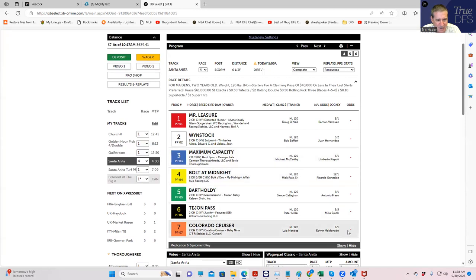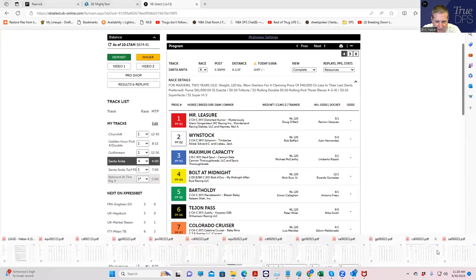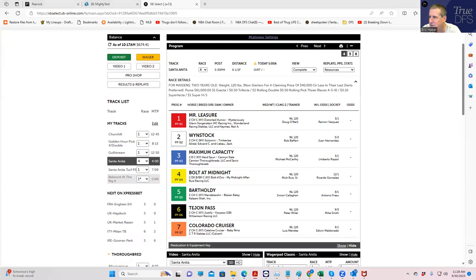To beat the 6, I think so. Let me just double check that one as well, because I had it written down a little differently. Race 4, well, Tijon Pass obviously is good. Yeah, the 3 is just okay. 3 to beat the 6 is really not that big a deal.